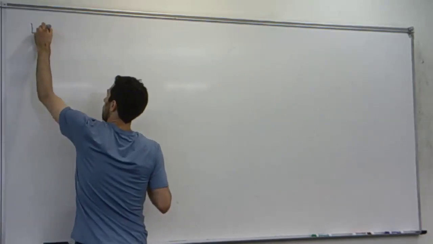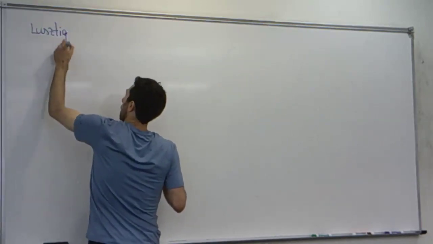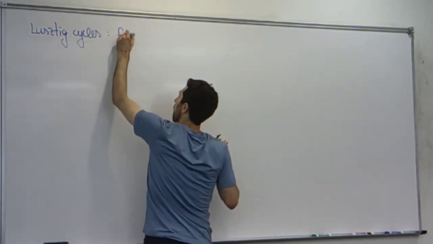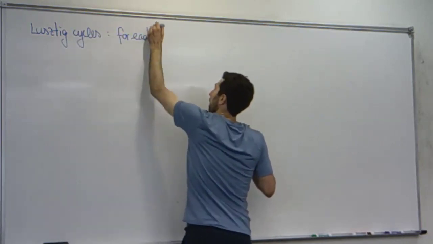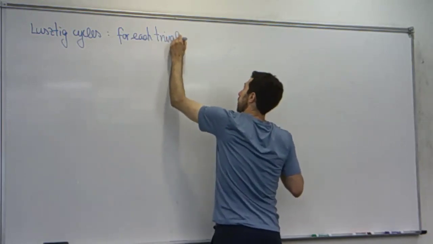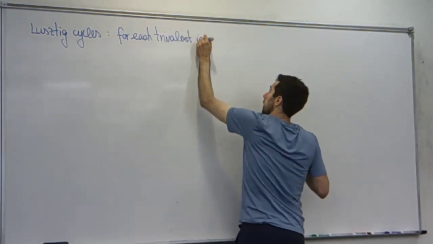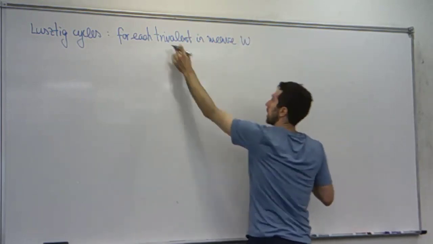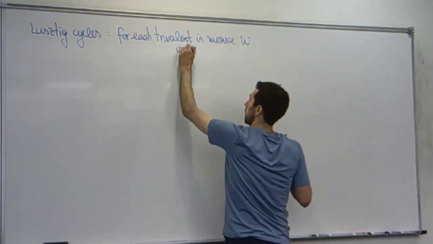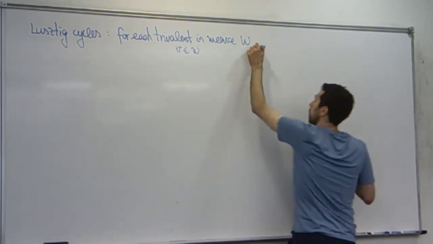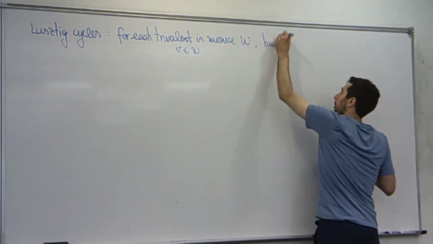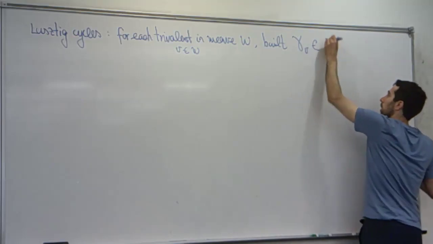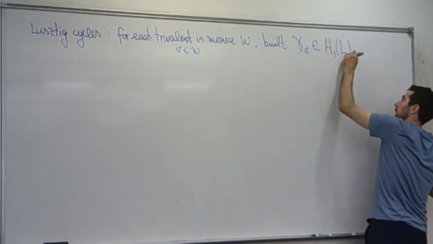So the Lustig cycles. For each trivalent vertex, so that's for each time that you do a D4 minus cobordism in the weave. So this is W. Say that this is a trivalent vertex, v in W. You build what we call gamma sub v, a cycle that will belong in the first homology of L.